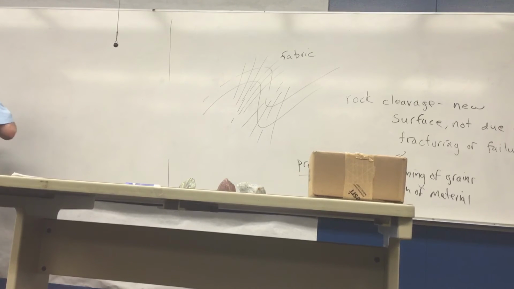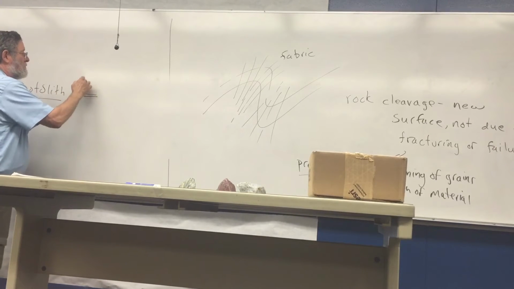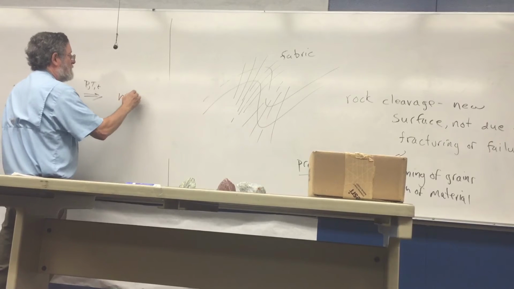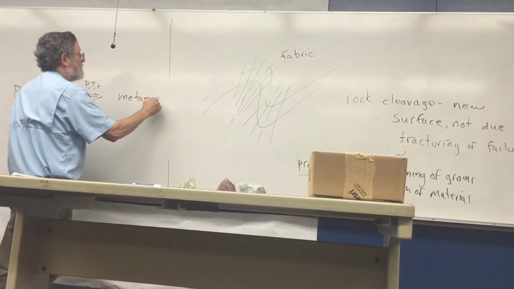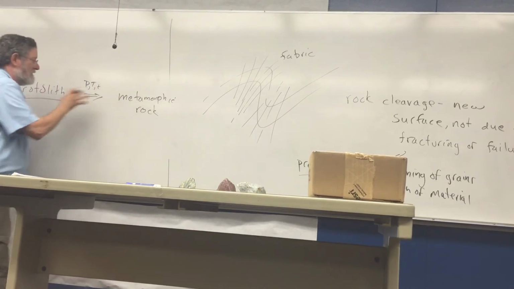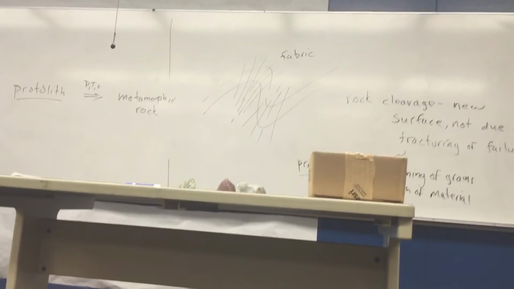Is we want to think, and you typically see a diagram like this. You have protolith, you subject it to pressure, temperature over time, and then you have metamorphic rock. Well, this sort of representation can cause some misconceptions because the system in metamorphism is closed.